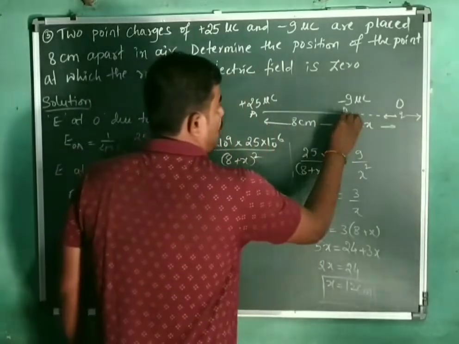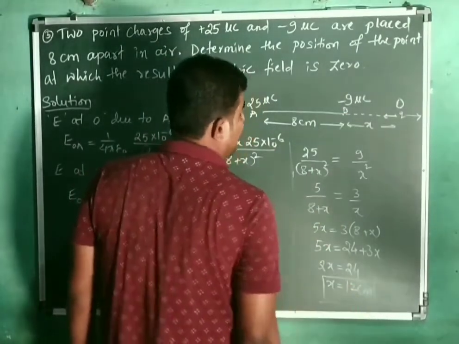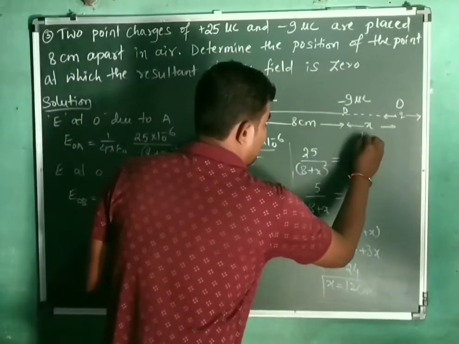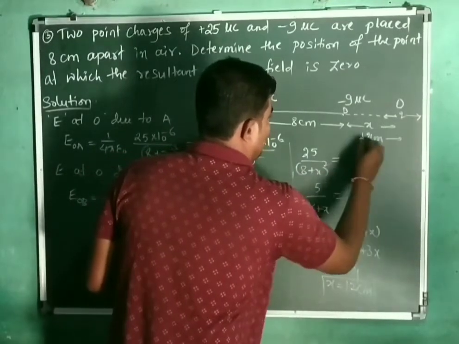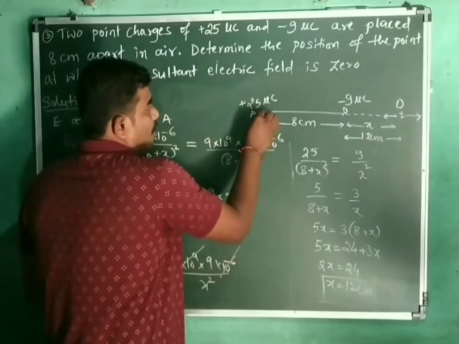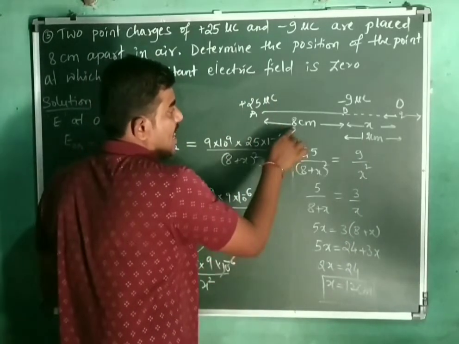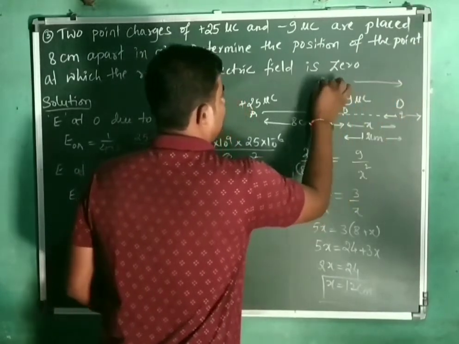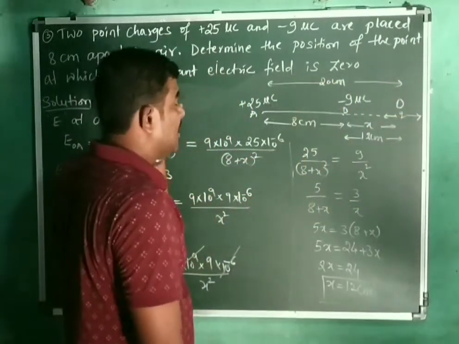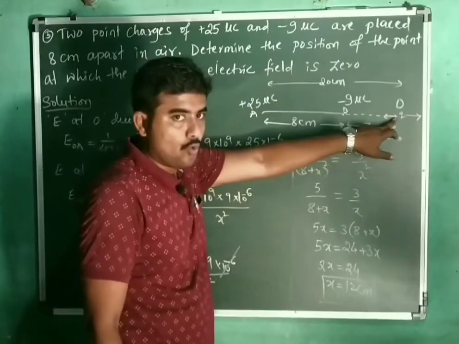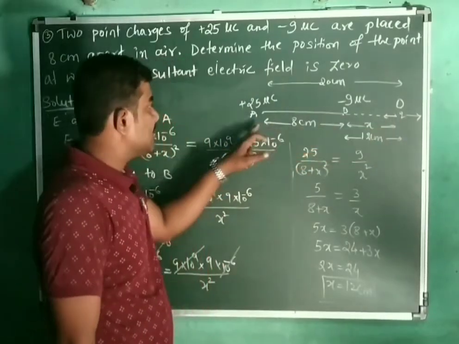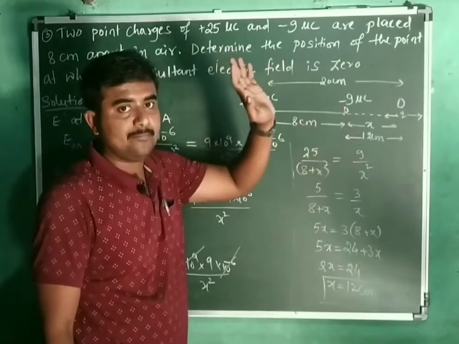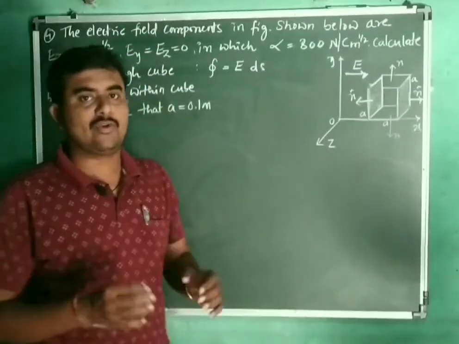From point B at a distance of 12 centimeter, the electric field intensity is going to be 0. Remember, this distance is 12 centimeter. And from A, the total distance is going to be 8 plus 12, that is 20 centimeter. It means electric field intensity at point O is going to be 0 at a distance of 20 centimeter from A, 12 centimeter from B. Understood? Okay, this is our next numerical.